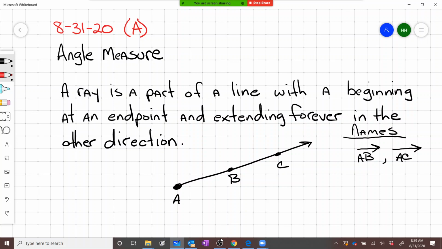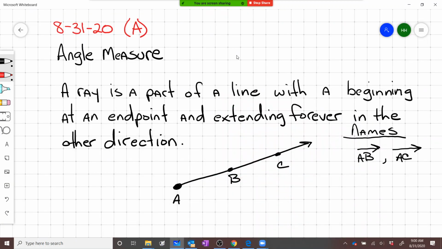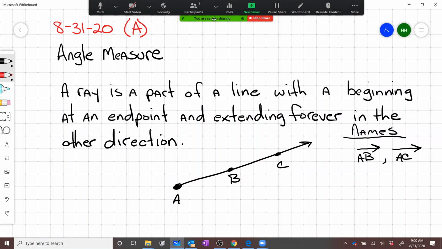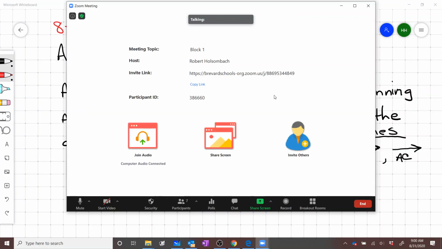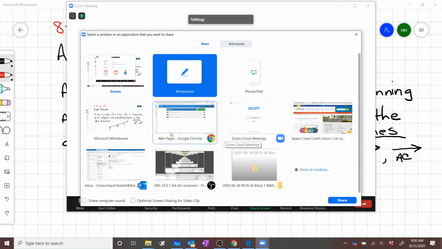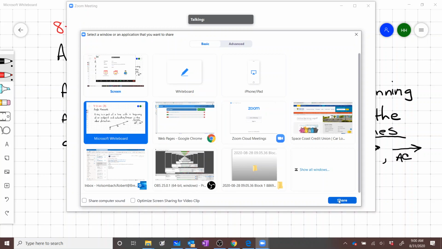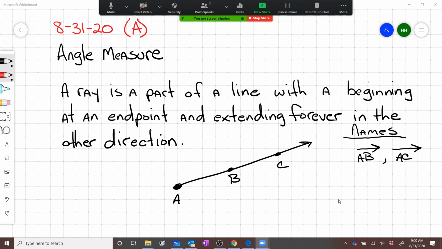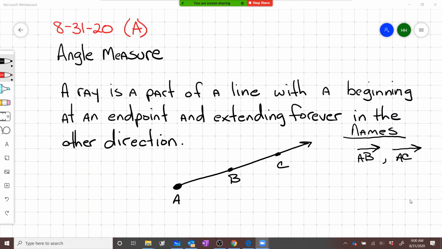Mr. Holzenbach? Yes? I can't see your screen. You can't see my screen? Who is this? It's just white. Yeah, it's completely blank. Let's see. Sharing. What if I stop share? Share screen. Is that better? Yeah. Alright. Oh, where was I?